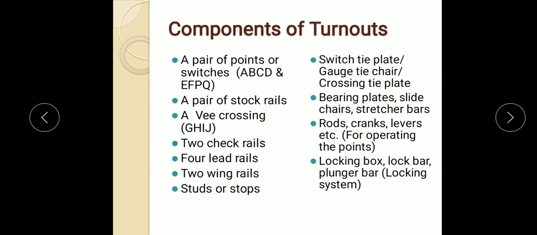It also consists of stud or stop blocks. It also consists of switch tie plate or gauge tie chair or crossing tie plate. It also consists of bearing plates or slide chairs and stretcher bars. It also consists of rods, cranks, levers, etc. for operating the points, and it also consists of a locking box in which lock bar, plunger bar, etc. are provided, and this is called the locking system. Some parts are not shown there, so that will be covered in the subsequent slides.